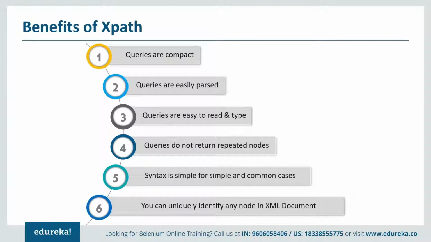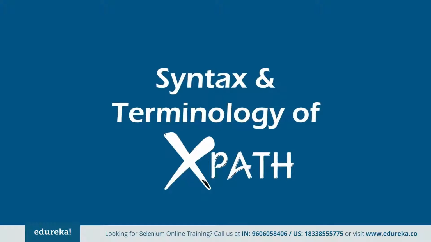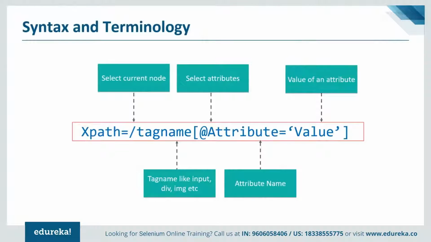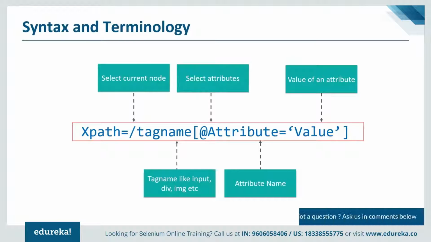I think you're bored of theories, right? Now let's take a real-world example and understand XPath. Before that, let's see the syntax and terminologies of XPath. So this is how the syntax of your XPath looks like. As you can see, the front slash indicates to select the current node, and the tag name will be your tag name like input, div, img, etc. And the at sign indicates to select the attributes, and attribute will be your attribute name, and value implies the value of an attribute. Got it? So this is the very simple syntax of your XPath query.